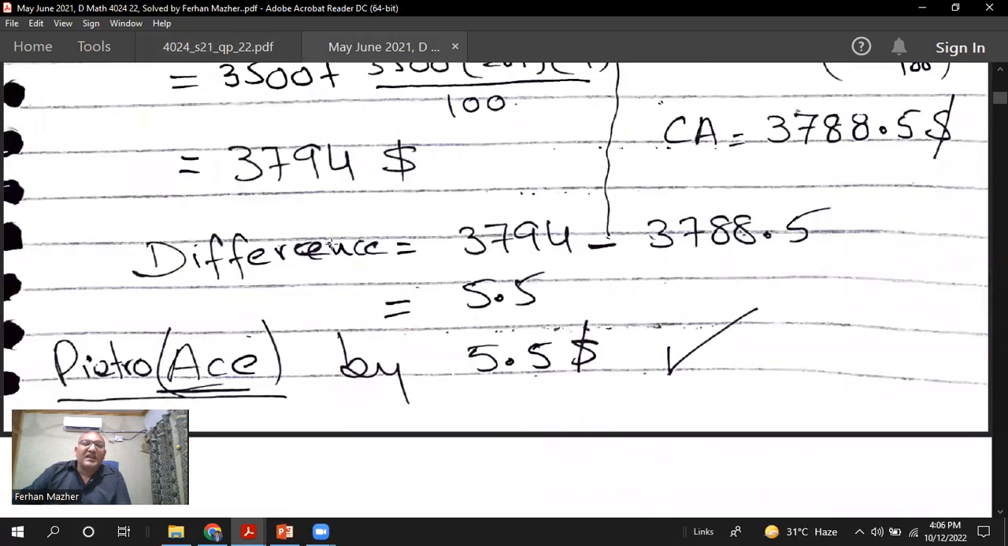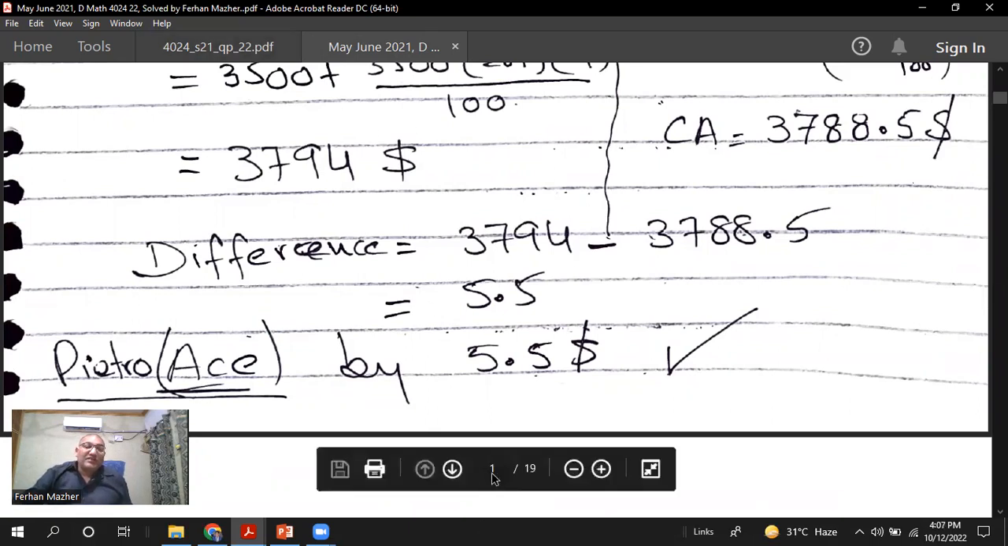So now, at the end, who has more money? You see, the simple interest account belongs to Petro, and he has how much more money? 3,794 minus 3,788.5, so $5.5. The difference between their amounts is $5.5. So Petro, who invested in Ace Simple, the name of the scheme, has more money by $5.5. So this is how you will do this question. I hope you understand.